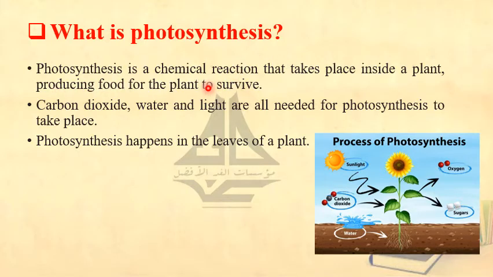What are the needs for photosynthesis? The green plant needs carbon dioxide, it needs water as well as light. All these conditions are needed for photosynthesis to take place. Where does it take place? It takes place in the leaves because the leaves contain small plastids called chloroplasts which contain a green pigment called chlorophyll.